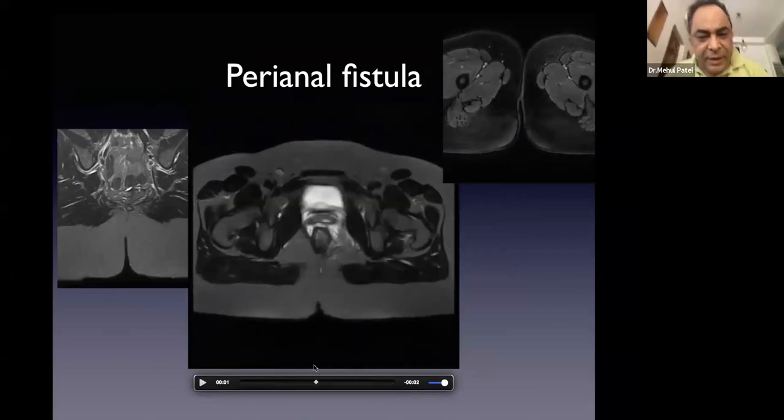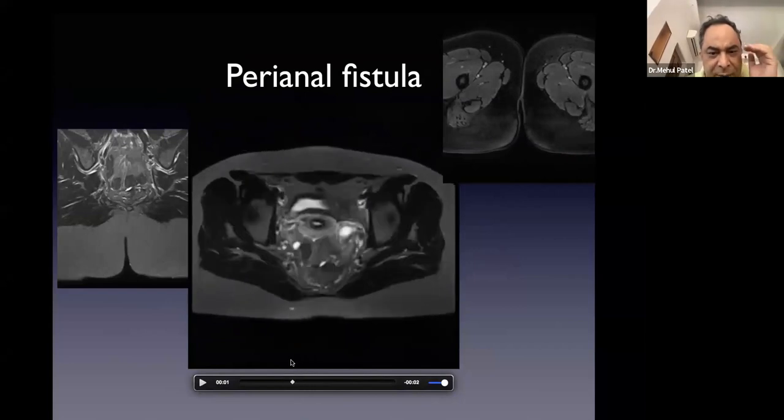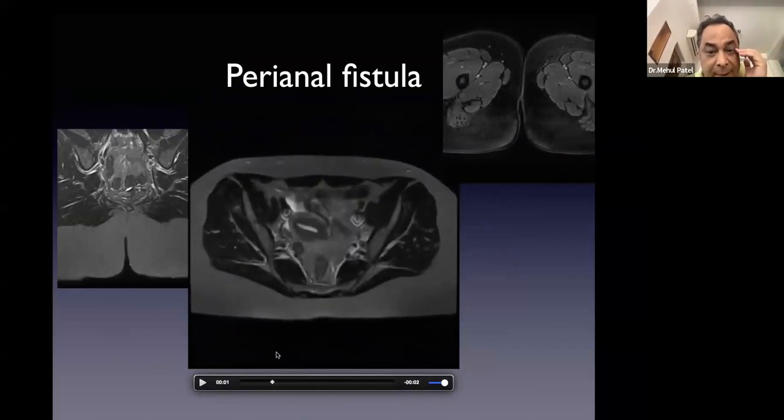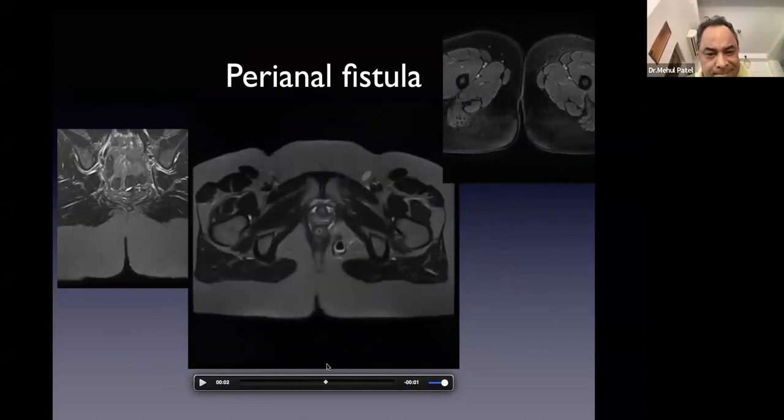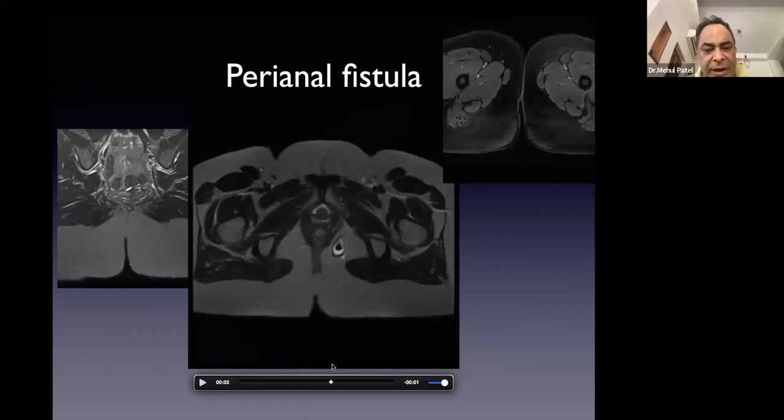So here is a movie. We are coming from the top. Can you see the muscles now on this particular slice? This is the internal sphincter, gray. The black is the external sphincter. And here, the little white, this is not fat suppressed. You see the intersphincteric plane. This is the primary tract.